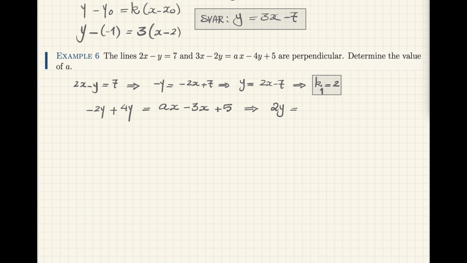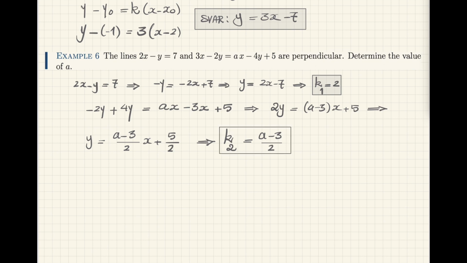So this becomes a minus 3 times x plus 5. And then to make y alone, I have to divide by 2, so y becomes (a minus 3) divided by 2, x plus 5 over 2. Yes? And now if I ask you what is the k value of this second line, let me call it k number 2, this is hopefully understandable for everyone. This is the coefficient of x.